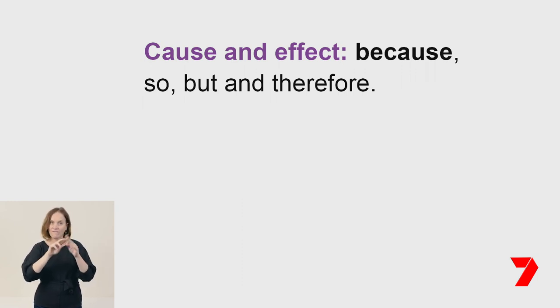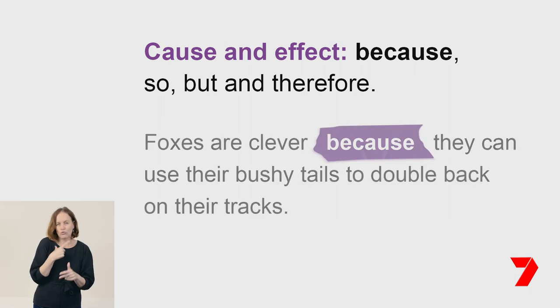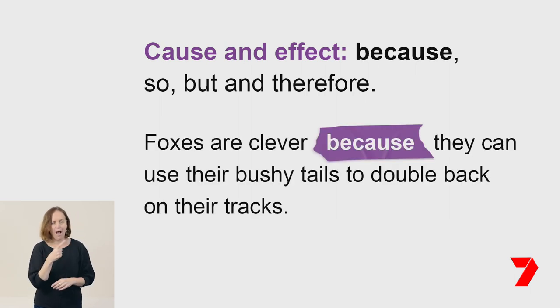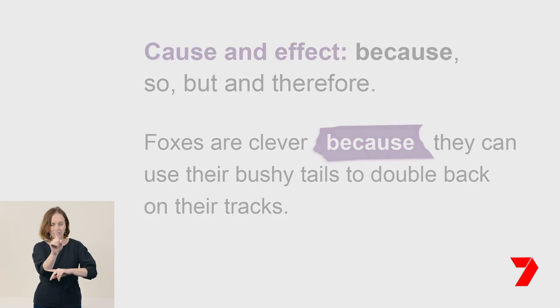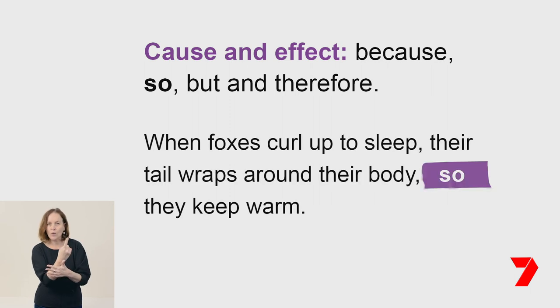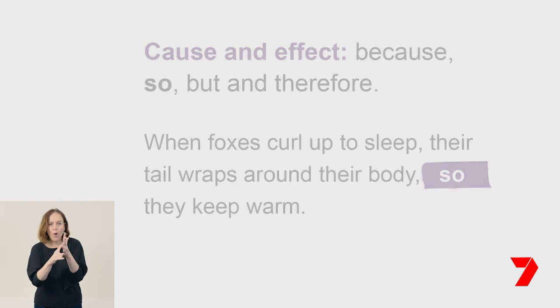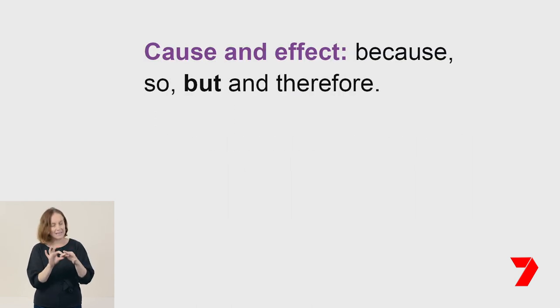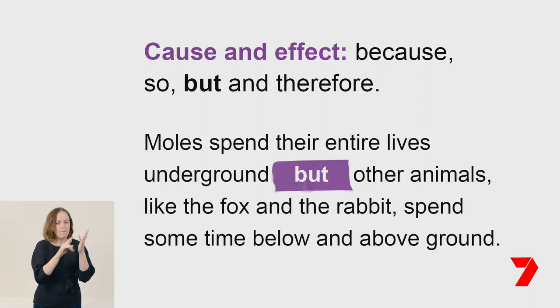Because shows a reason or cause, as in, foxes are clever because they can use their bushy tails to double back on their tracks. So shows an effect or result. When foxes curl up to sleep, their tail wraps around their body so they keep warm. And but shows cause and effect through difference. Moles spend their entire lives underground, but other animals, like the fox and the rabbit, spend some time below and above ground.